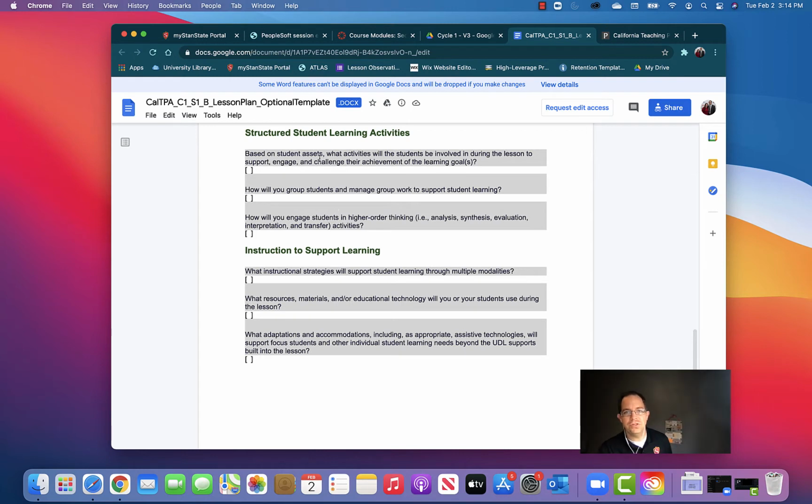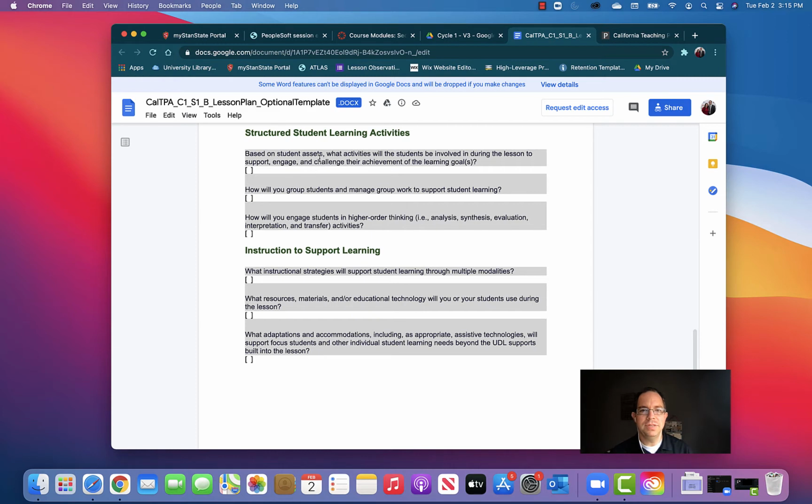So again, based on students' assets, what activities will the students be involved in during the lesson to support, engage, and challenge their achievement of the learning goal? So you just describe the activities, right? Because I know my students are interested in this, because I know about my students' funds of knowledge, because I know about my students' prior academic knowledge, I'm going to give this activity that should then support their learning, help them get engaged in the learning, or even stretch them and challenge their learning. Because again, I know about them. I know what they're bringing to the table.